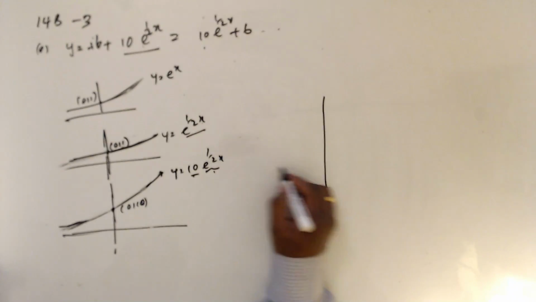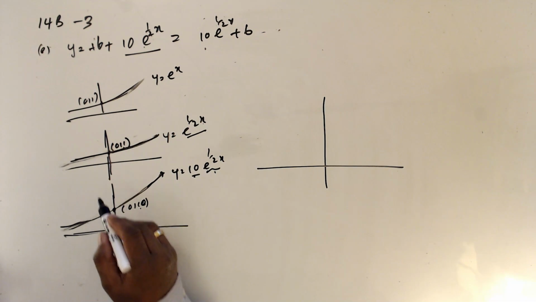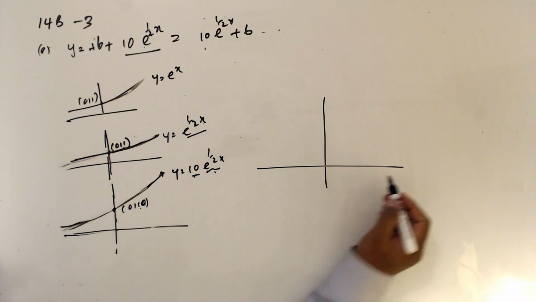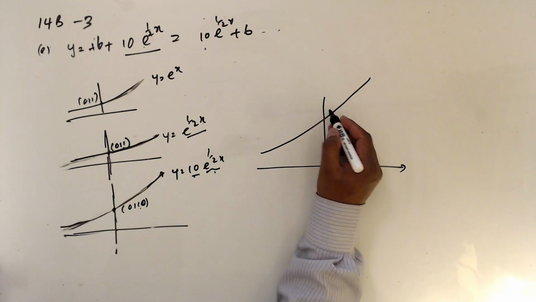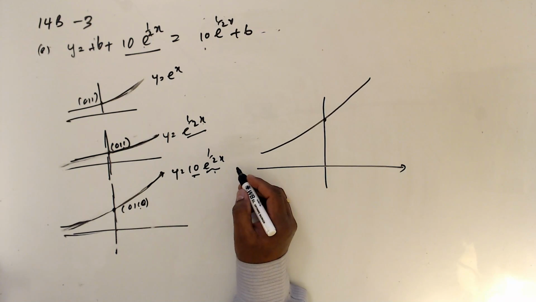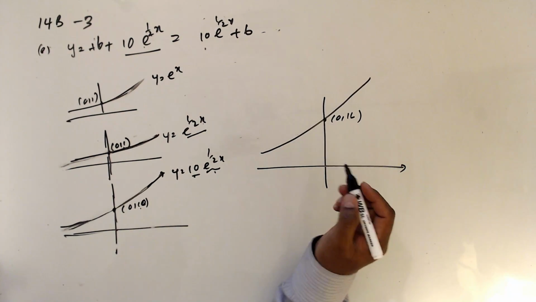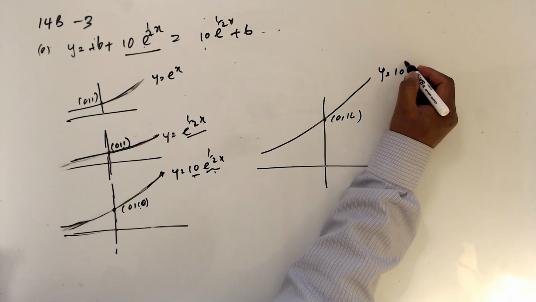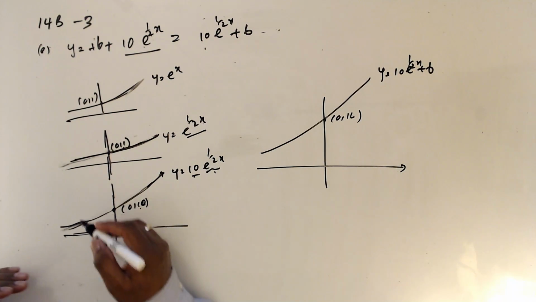Then this 10 becomes 16. This 0 becomes 6. The graph goes through (0, 16). y equals 10 e^(half x) plus 6, because this graph we shift up by 6.